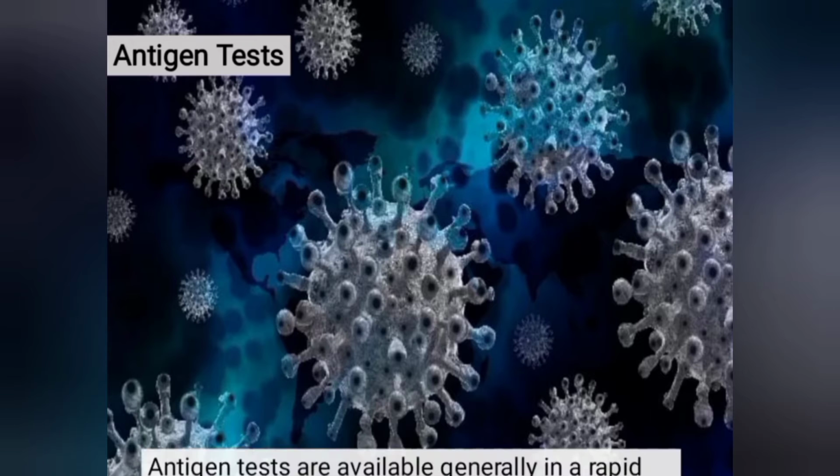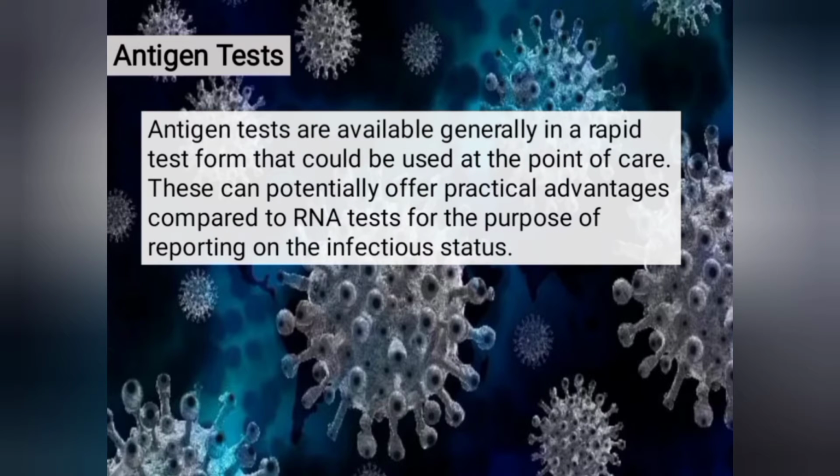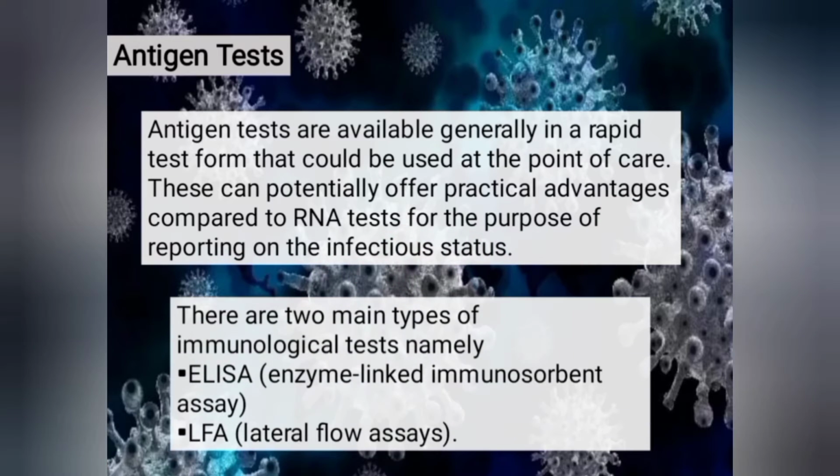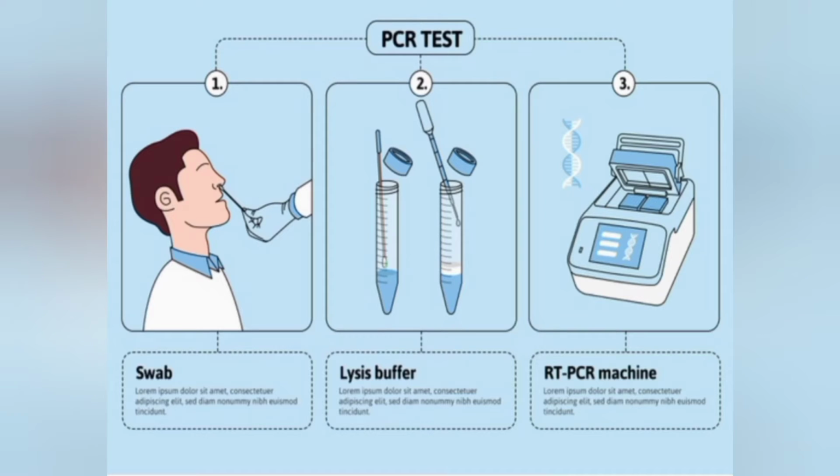The first one is the antigen test. Antigen tests are generally available in a rapid test form that could be used at the point of care. These can potentially offer practical advantages compared to RNA tests for the purpose of reporting on infectious status. There are two main types of immunological tests, namely ELISA and lateral flow assays.